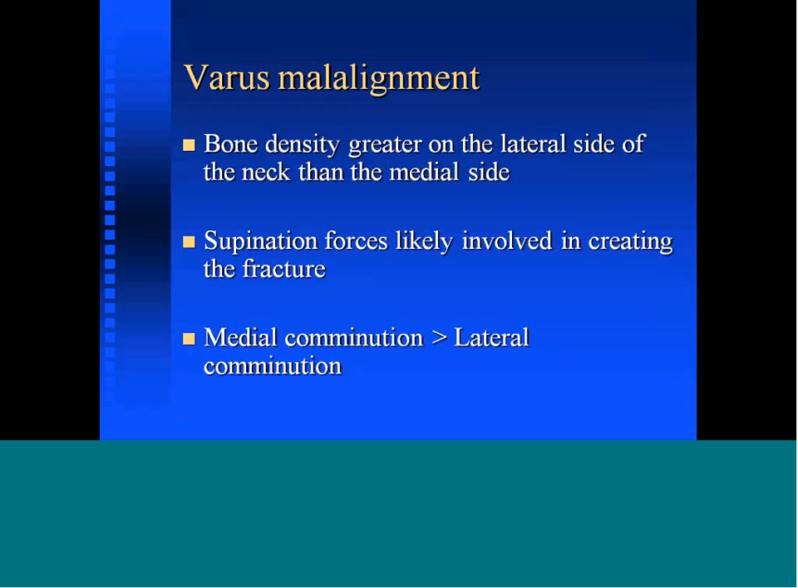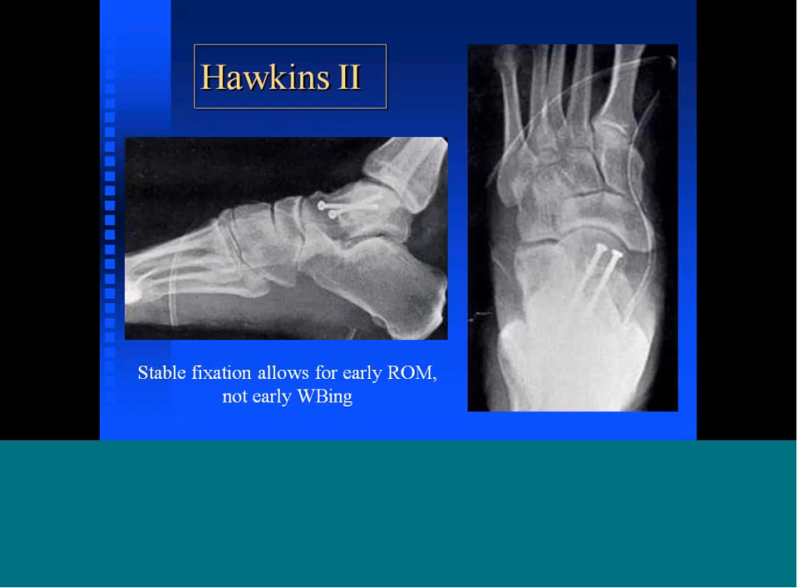And so when you consider the fact that the bone is weaker on the medial side and you have these supination forces, not only creating the fracture but continuing to displace it over time, you then realize that this varus malalignment is always present, and particularly when you have a degree of medial comminution, which is always greater than lateral comminution. So with that said, again, we believe that it's very important to operatively manage these particular type 2 fractures.